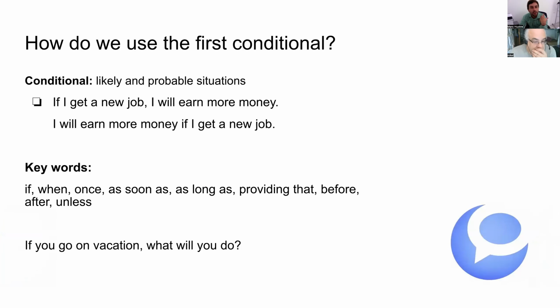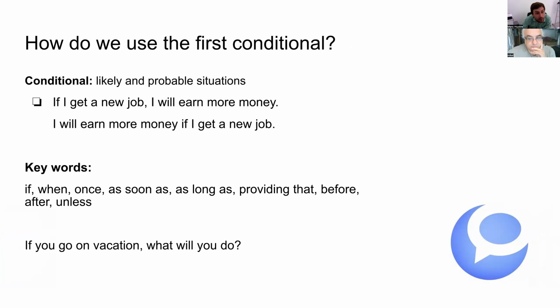Now, let's see. First conditional. As I've said, it's not really important to know it's called the first conditional, but this is for a likely, probable situation. Simply with an example, you talk about probable things, a condition, if, and a consequence. Okay, will something. So if I get a new job, I will earn more money, or I will earn more money if I get a new job.